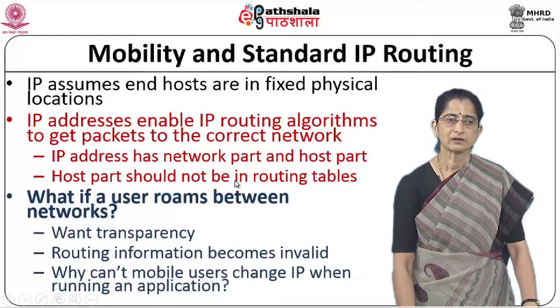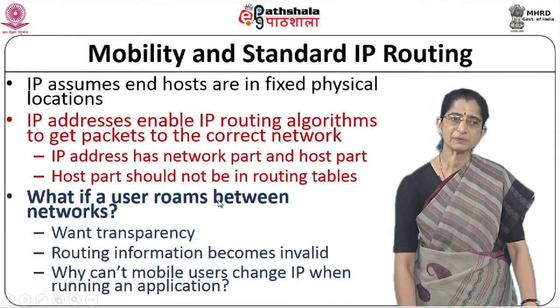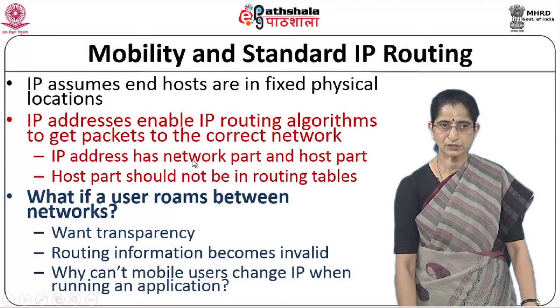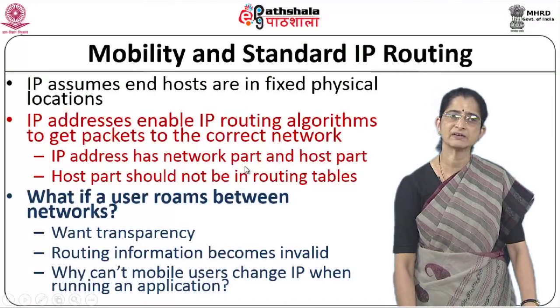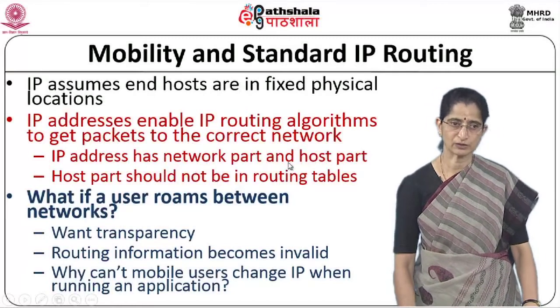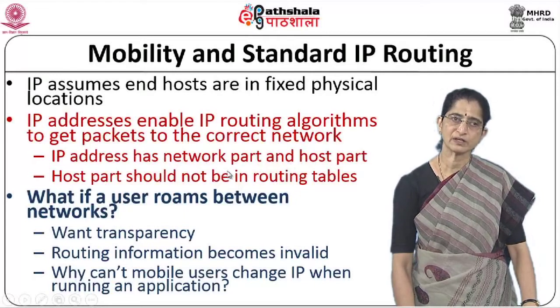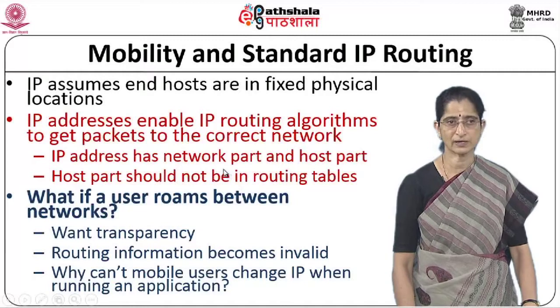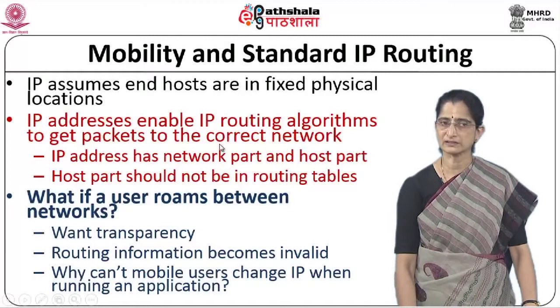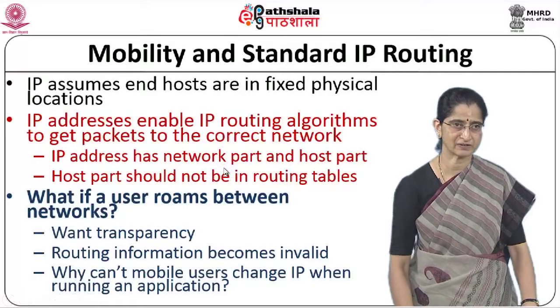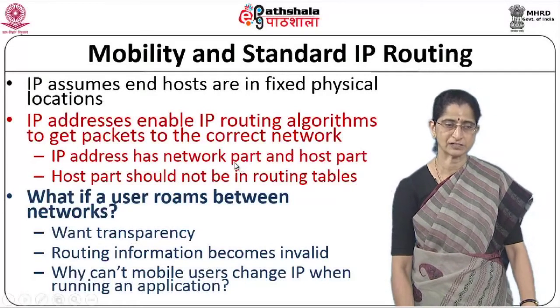Okay. Now, what happens when a user roams around is that there is this discrepancy of a network part and a host part. If I give an IP address to a mobile user which includes both a network part and a host part, obviously when he goes to another network, that IP address will no longer be valid because he now has a different network part, right. So, that is one of the main challenges that we have with respect to handling mobility.